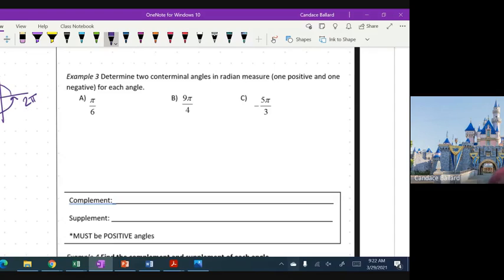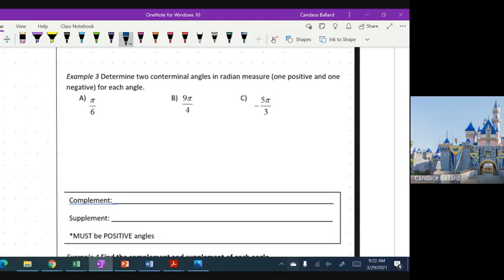So to be coterminal, it means that whatever angle you have in here lands on itself. So it goes around a revolution and lands back on itself. And it could go around multiple times. Okay, so that's what coterminal means. So either I can add or subtract 2 pi to get the coterminal angles. So let's talk about really quickly 2, or 2 pi.